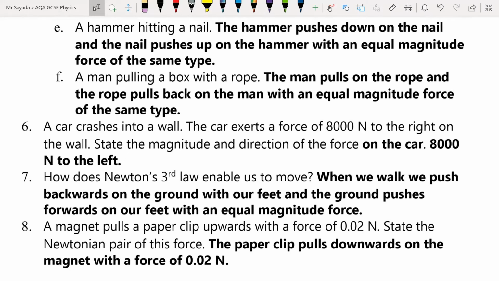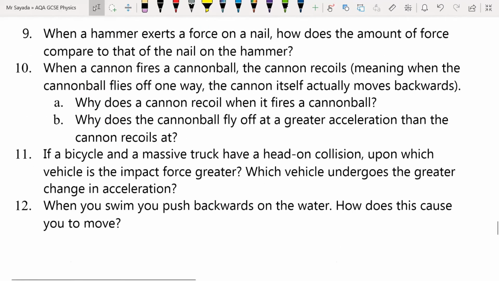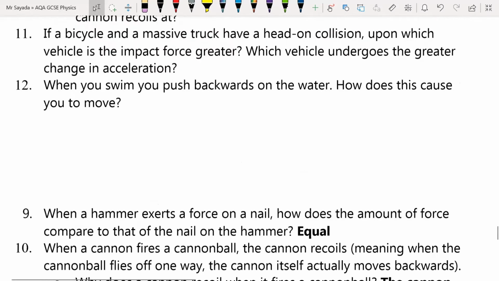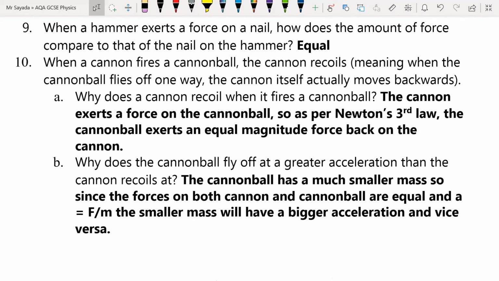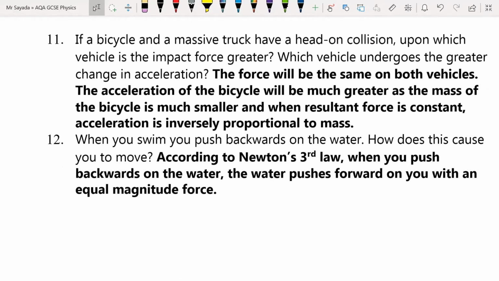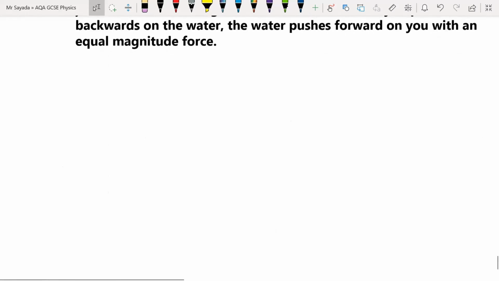You should have now marked these questions. Please now do these questions. Pause the video while you do that. Press play once you're ready. You should have now done these questions. Please now mark those questions. Pause the video while you do that. Press play once you're ready. You should have now marked questions 9 and 10A and B. Please now mark these questions here. Pause the video while you do that. Press play once you're ready. You should have now marked these questions.